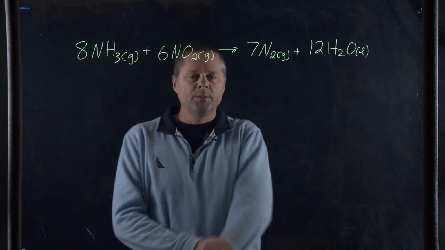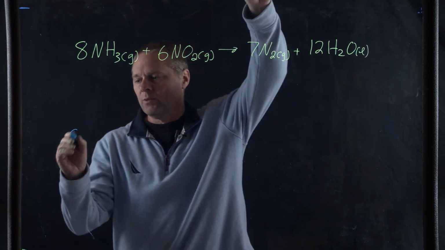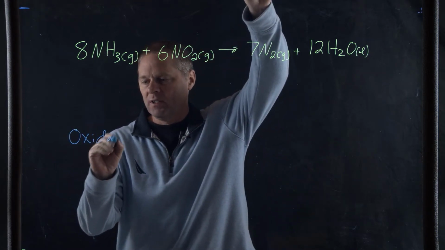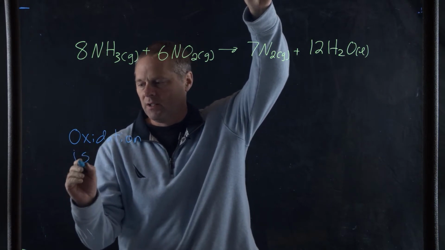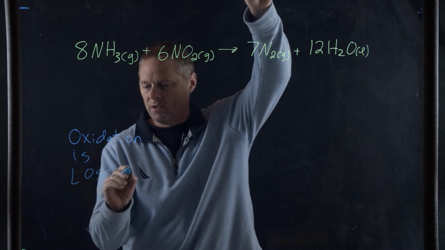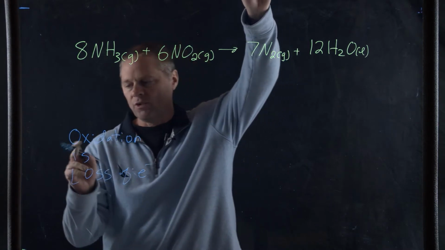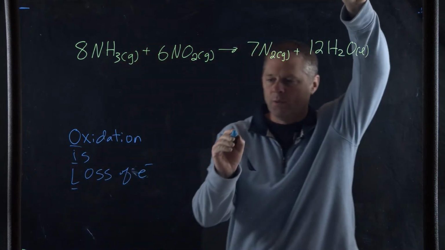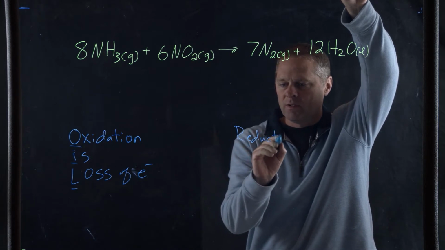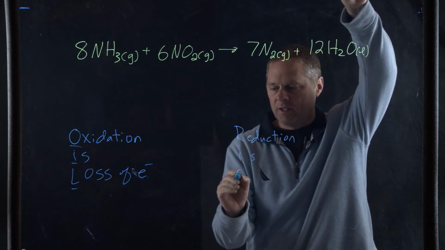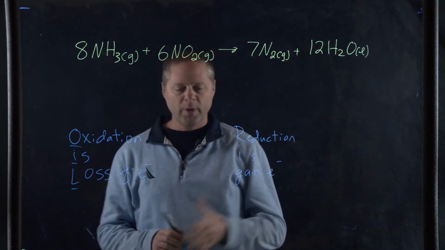In this problem, we're going to be looking at redox reactions, so oxidation reduction. Remember, oxidation is loss of electrons. Oxidation, oil, rig. Reduction is gain of electrons. That's one way to look at this.